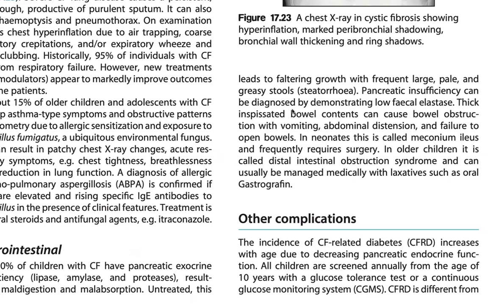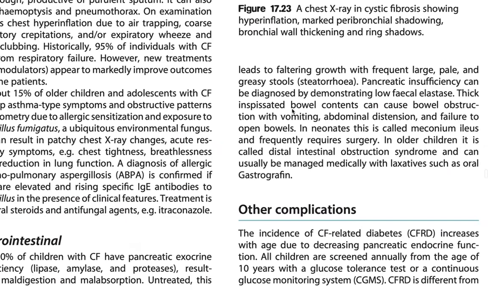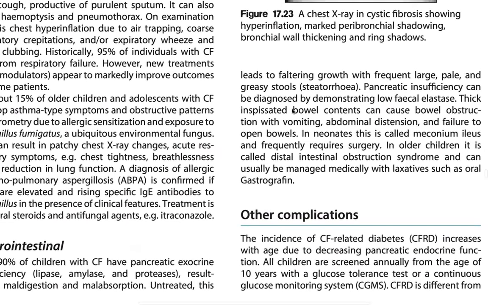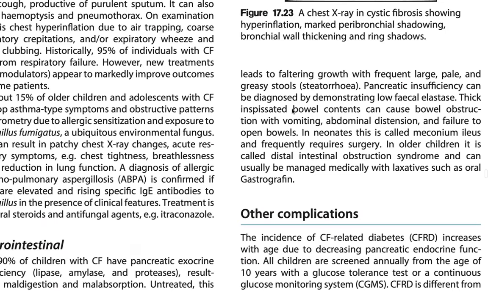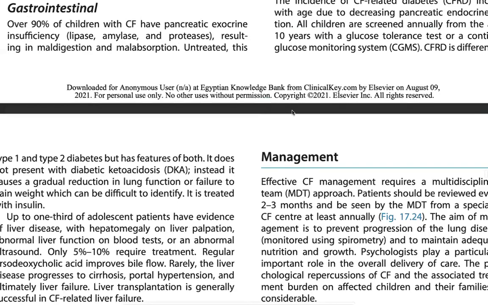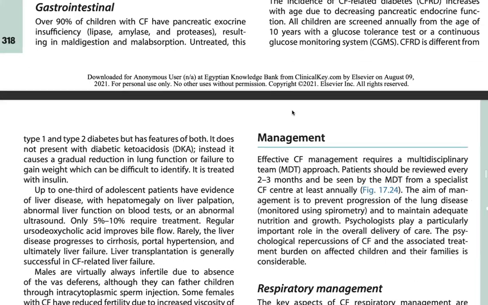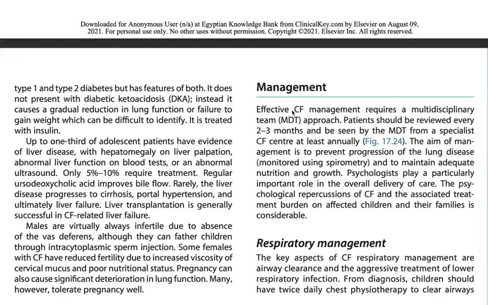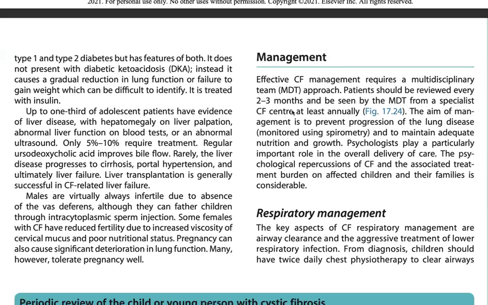In older children, it is called distal intestinal obstruction syndrome and can usually be managed medically with laxatives such as oral gastrografin. Other complications: the incidence of CF-related diabetes increases with age due to decreasing pancreatic enzyme function. All children are screened annually from the age of 10 years with a glucose tolerance test or a continuous glucose monitoring system. CFRD is different from type 1 and type 2 diabetes, but has features of both. It does not present with diabetic ketoacidosis. Instead, it causes a gradual reduction in lung function or failure to gain weight.